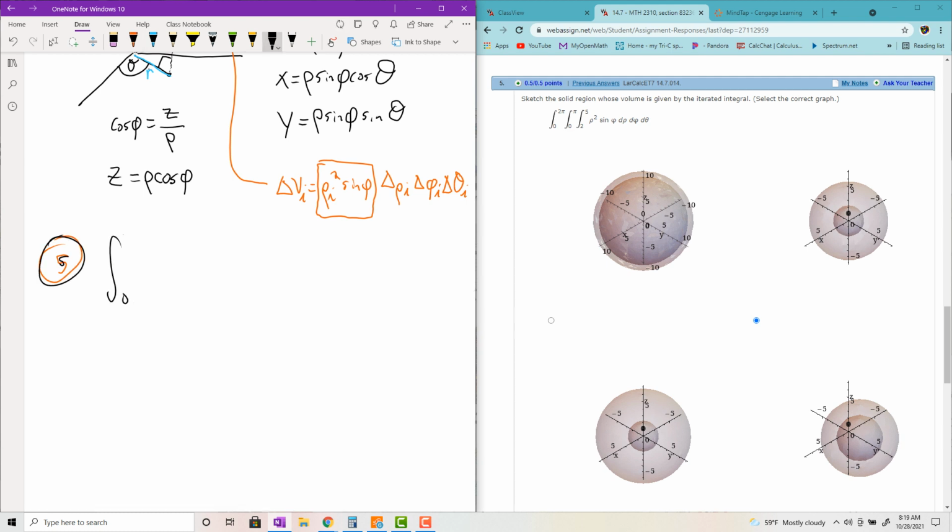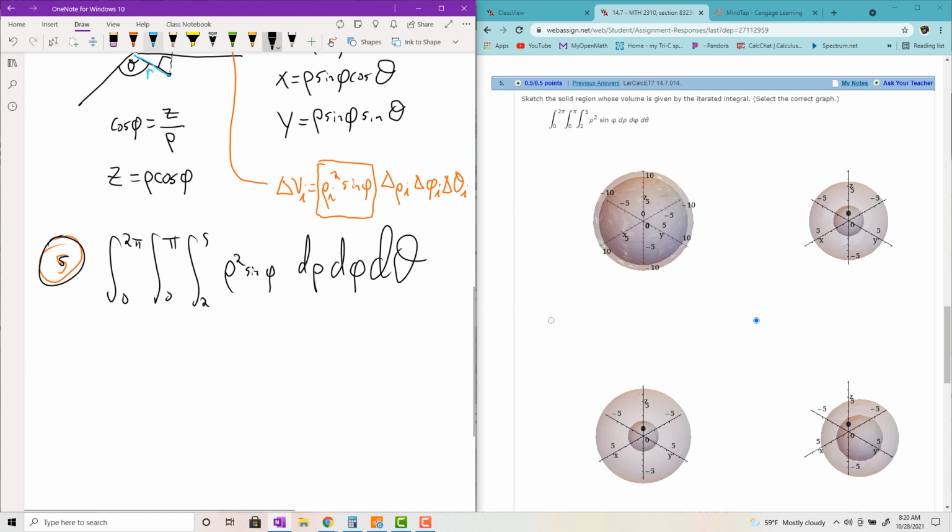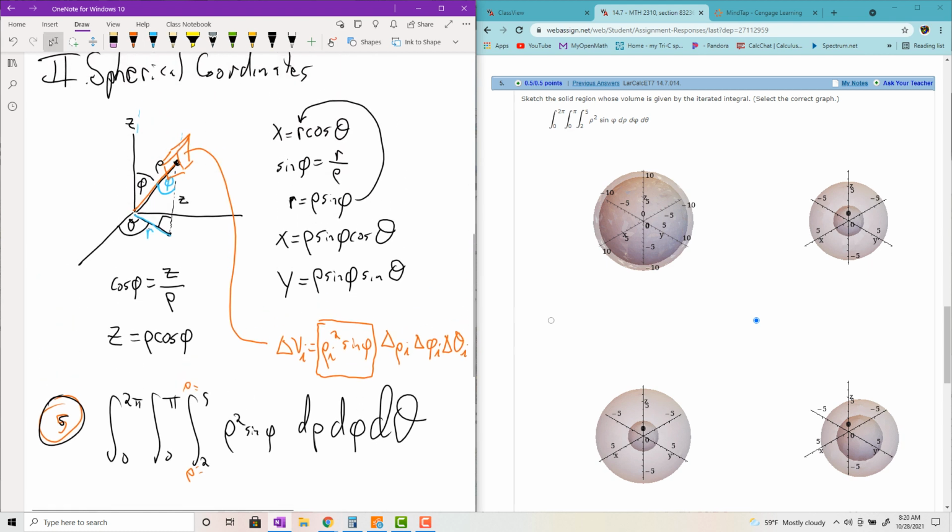Okay, so I have the integral from 0 to 2 pi, integral from 0 to pi, integral from 2 to 5, rho squared sine of phi, d rho, d phi, d theta. Okay, so the innermost limit is rho. Rho equals 2 to rho equals 5. Going back to the picture, what the heck is rho? Well, if you look here, there's a right triangle, right? There's a right triangle sitting right here. So we should be able to construct a formula for rho.